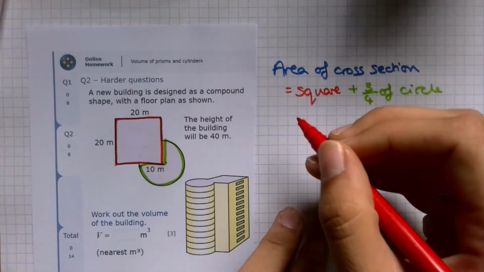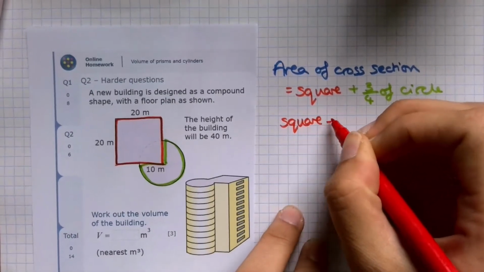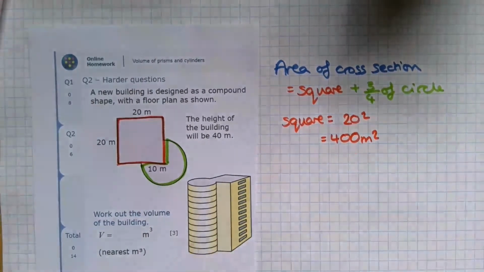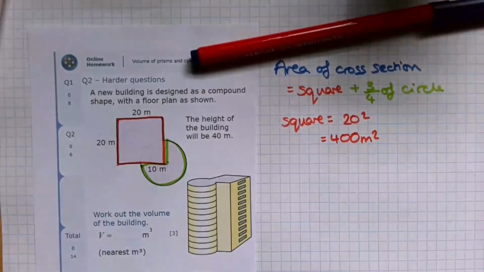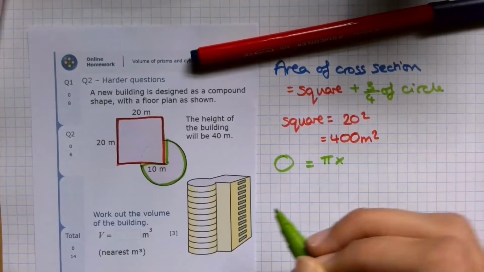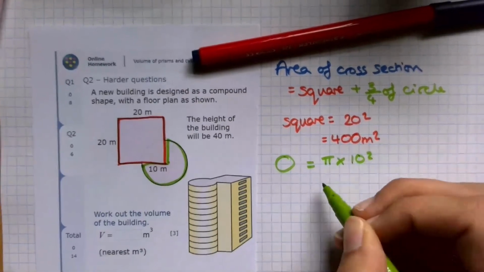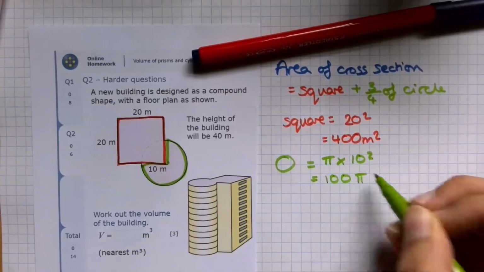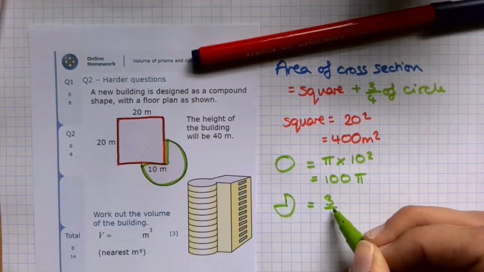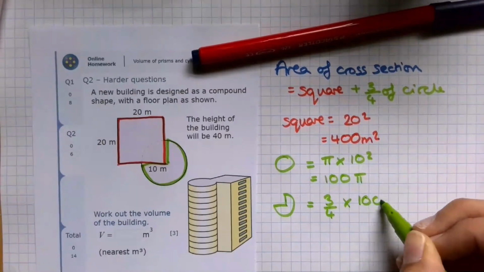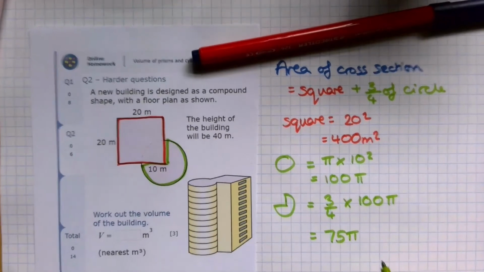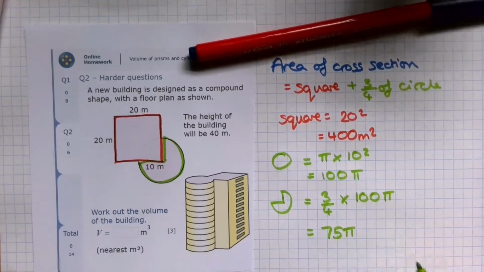Square, easy peasy. 400 meters squared. And the circle, slightly more difficult. Think about the full circle. Well, that would be pi times the radius squared. The radius is 10, which is 100 pi. But we only want 3/4 of the circle, which is going to be 3/4 or 0.75 multiplied by 100 pi, giving me 75 pi. I haven't converted this to decimals because I'm going to put it into my calculator in a minute, so there's no need to.